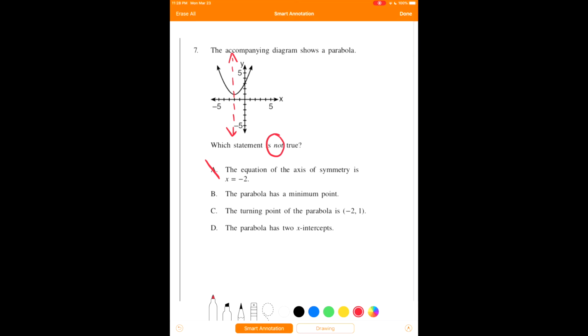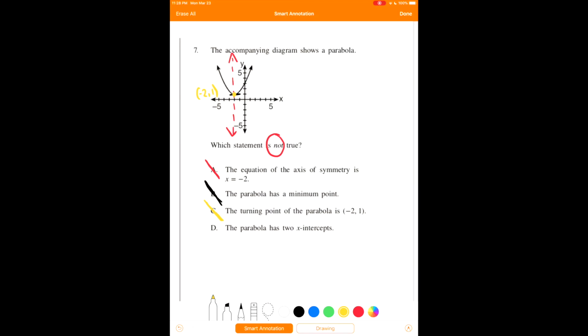Remember, I'm looking for the one that's not true. The parabola has a minimum point. That's true. I have that minimum right here. Parabola has a turning point of -2, 1. Here's my turning point. Remember, that's my vertex, and the coordinates of that point are -2, 1. So that one is also true.